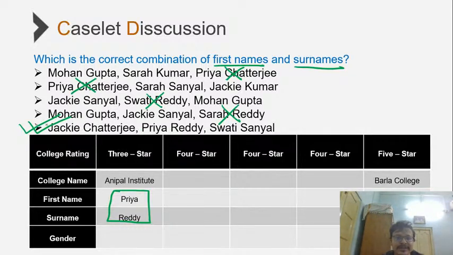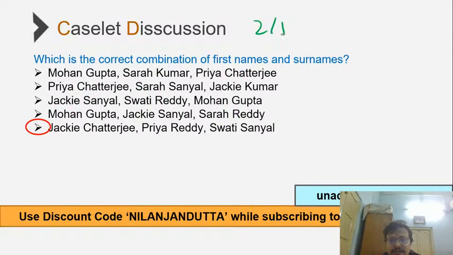So what you've done is, in the process, you've not only got Jackie Chatterjee, Priya Reddy and Swati Sanyal, but you've given yourself an additional advantage to play around with. That is, you've given yourself 3 more names: Jackie Chatterjee, Priya Reddy and Swati Sanyal. Also what you've done is, you've got yourself a second question right out of 5. So 2 out of 5 you've already got correct.